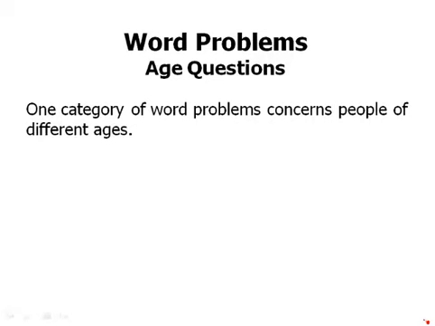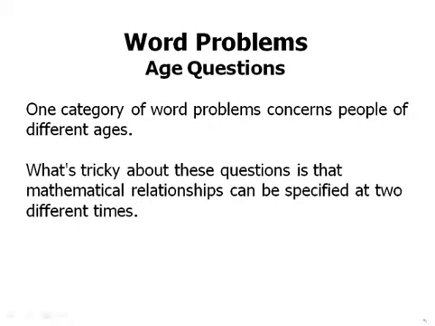Now we're done talking about general word problem strategies, and we can get into the particular question types. The first question type we'll talk about is age questions. This category concerns people of different ages. What's tricky about these questions is that mathematical relationships can be specified at two different times. Right now, here's one relationship they have, and then so many years in the past or in the future, here's another relationship they have.